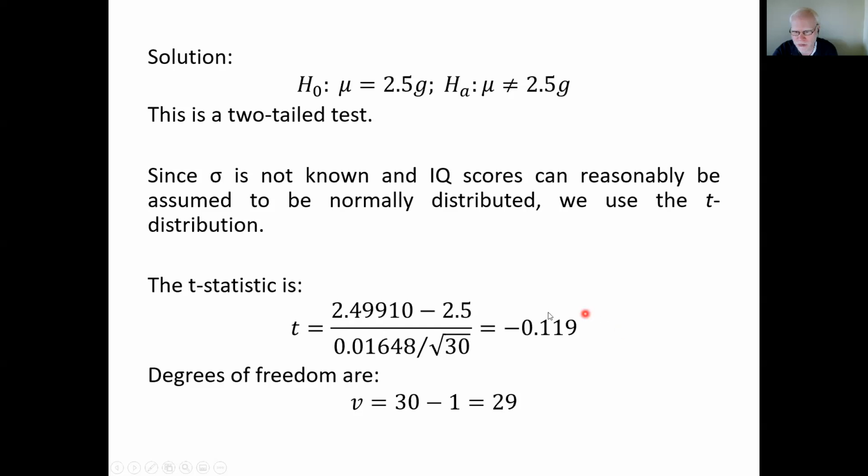But what we need is to find what do we need to compare this to, and see, is it more extreme than that? So to be able to know what our critical value is, first we need to find our degrees of freedom. So degrees of freedom, we've got 30 minus 1, sample size minus 1, equal to 29.